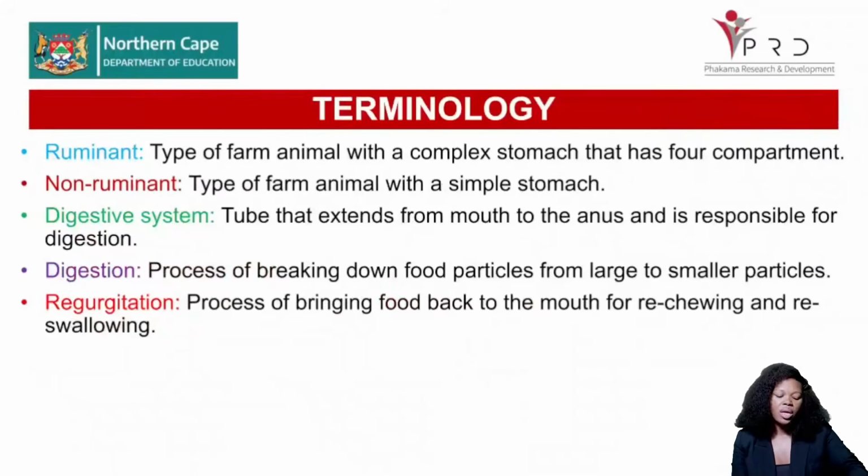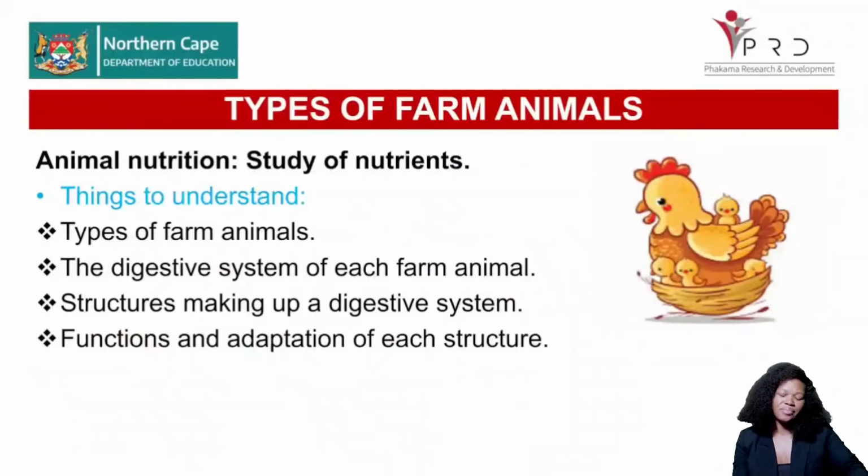Now, we also need to look at the terms that you need to understand when it comes to this topic. Term number 1, a ruminant: a type of animal with a complex stomach. Non-ruminant: a type of animal with a simple stomach. Digestive system: a tube. Digestion: a process. And regurgitation: also a process that takes place in ruminants.